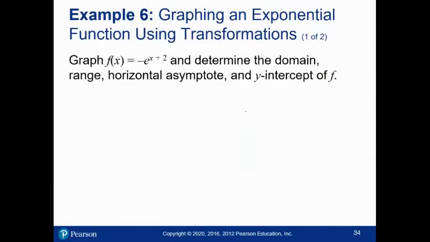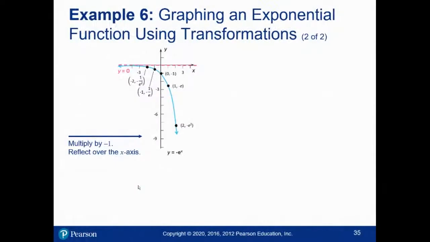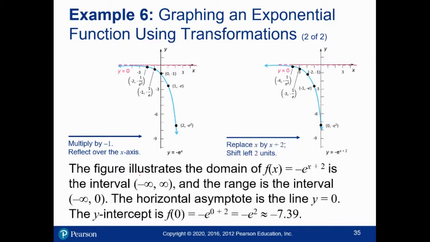So can you graph the following? Note that this plus 2 is in the exponent. Begin with e to the x. Let's take care of the negative sign. So now I have negative e to the x, reflected across the x-axis. Now let's take care of the exponent.